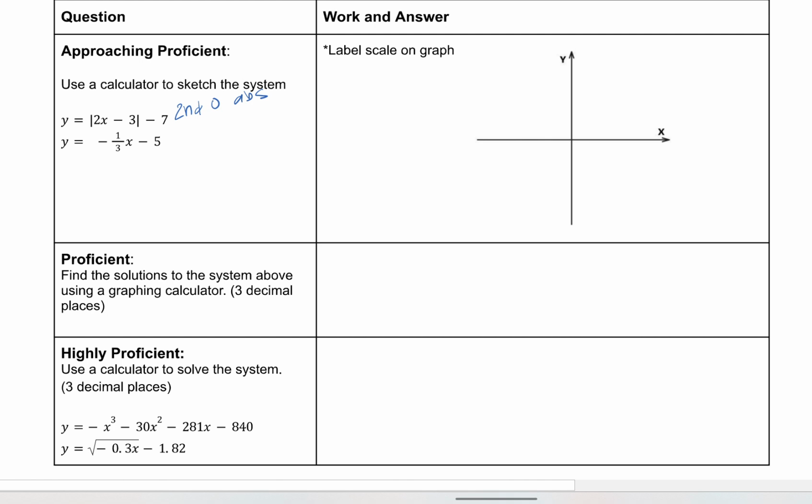So I always start off with a normal window, which is just zoom 6. Okay, and when I graph it in that window, I actually can see the whole graph. The way I can tell if I can see the whole graph is if I can see all of the intersection points and all of the max and mins. So looking at an absolute value, I know it's a V, and I know that this is a line. As long as I can see that line and that V, then we are good to go. This says label the scale on the graph. Because this is a 10 by 10 window, I would do 10.